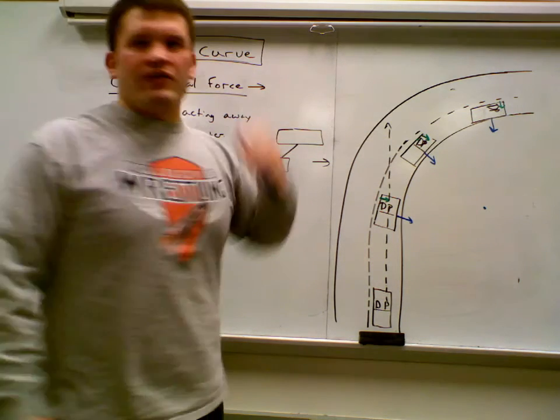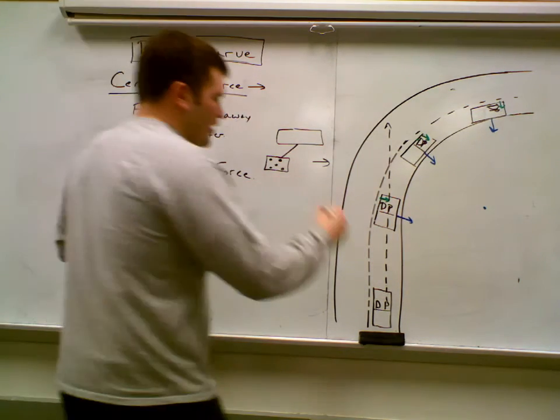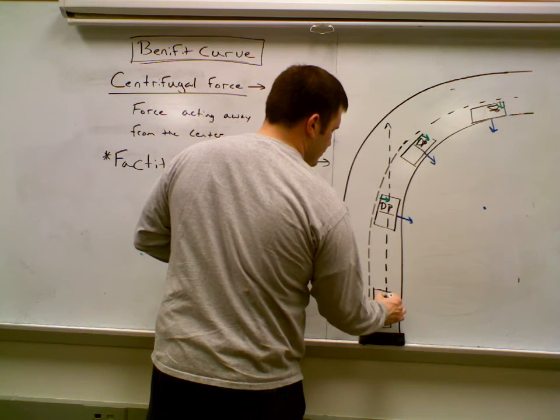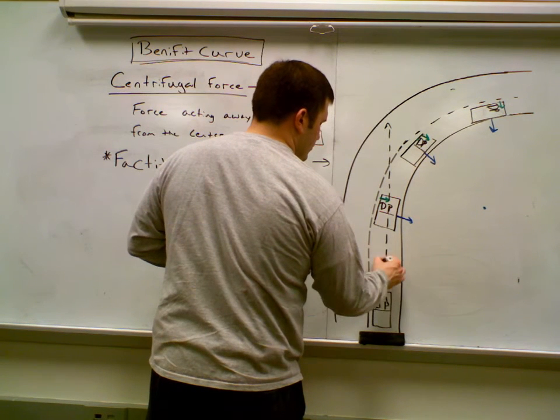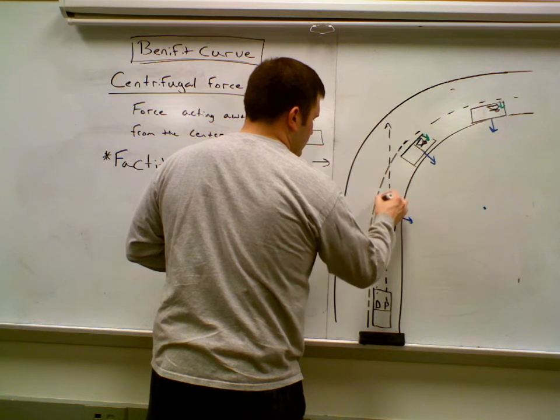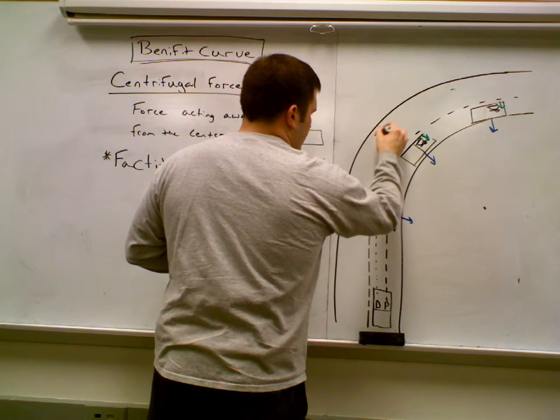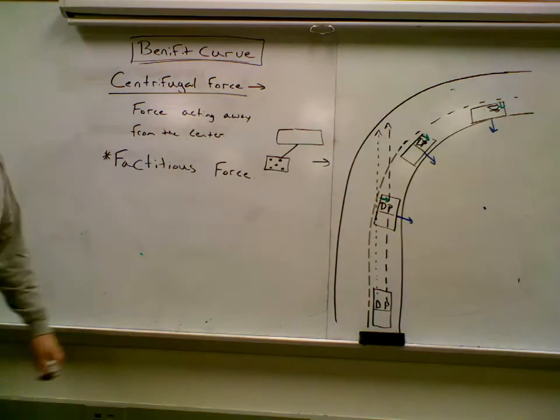So why does the driver's velocity change? Because if I do the same thing for the driver, right? They're inside of that line, aren't they?